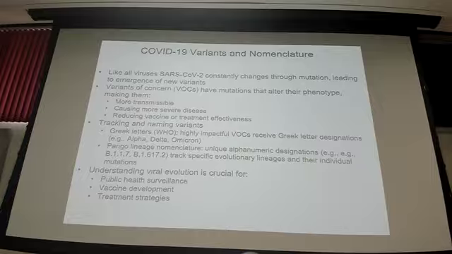In terms of naming, the WHO has assigned these group designations to different phenotypes of COVID. So we have Alpha, Delta. We're still on Omicron right now. I don't know if we'll ever get past Omicron.